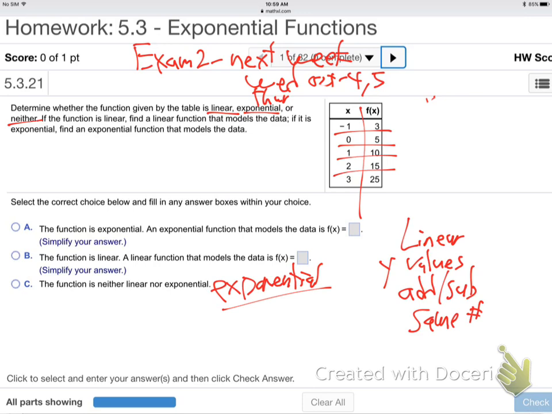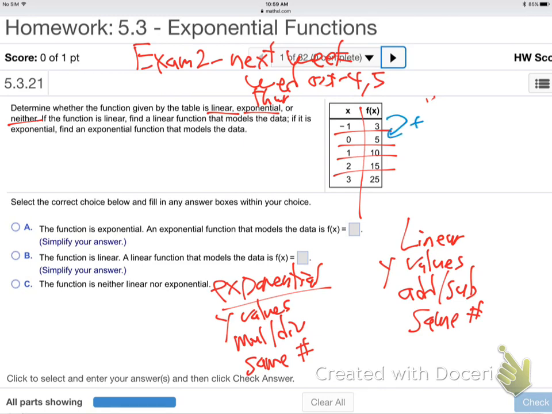So 5.3 is all about exponential, and 5.4 is logs, which is inverse exponential. So the y values multiply or divide. Instead of add, subtract, they multiply or divide the same number each time.